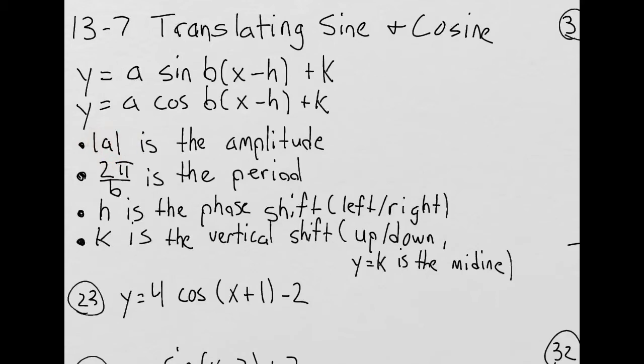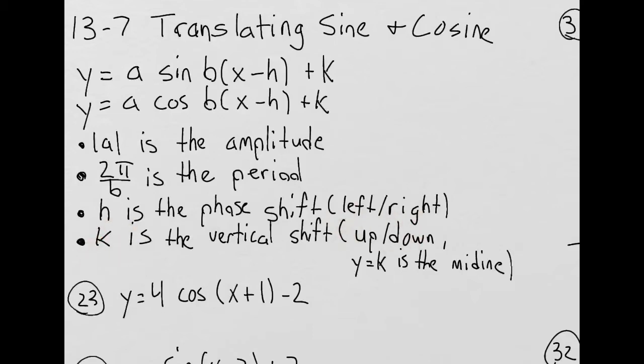If a is negative, that just means your graph is reflected over the x-axis. 2 pi over b is going to be your period. And now we have our two new terms. Here we call h, it's referred to as the phase shift in the textbook. But really, it's just the same left and right shift we've always been doing. K, again, is the vertical shift.